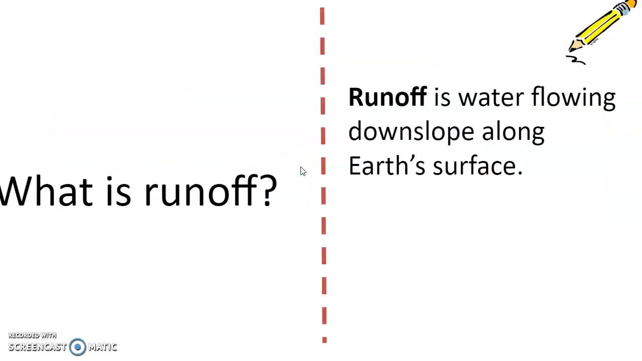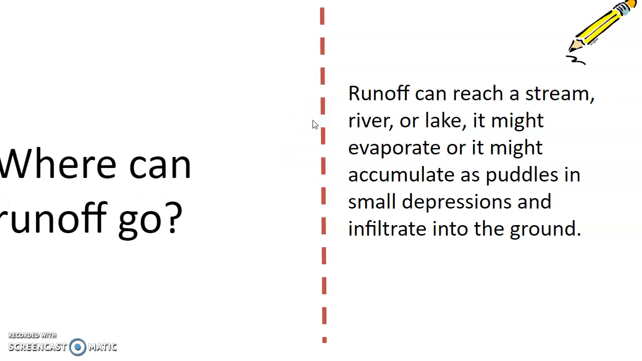So what is runoff? Runoff is simply water flowing downslope along Earth's surface. So where can runoff go? Well, runoff has the ability to reach a stream, a river, or a lake. It might evaporate, or it can also accumulate as puddles in small depressions, or small divots in the ground, and infiltrate or soak into the ground.